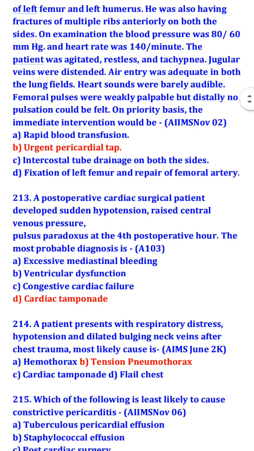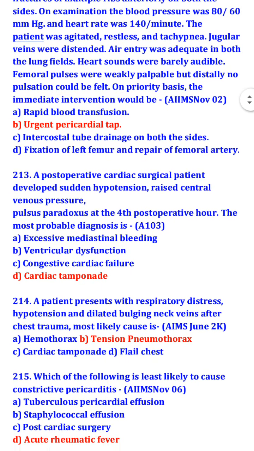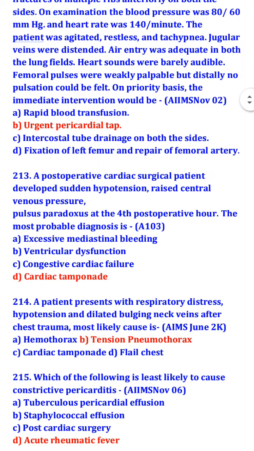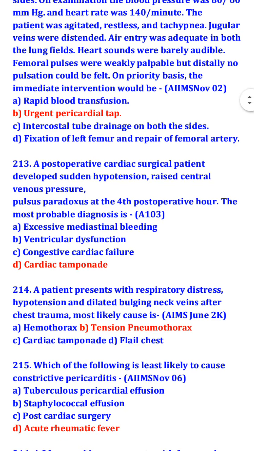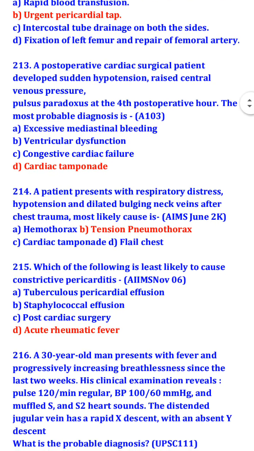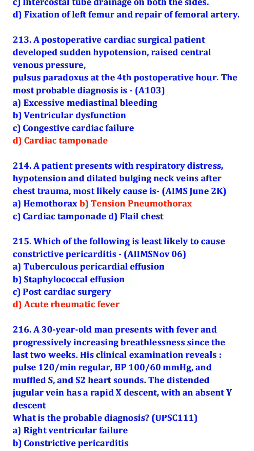A postoperative cardiac surgical patient developed sudden hypotension, raised central venous pressure, and pulsus paradoxus at the fourth postoperative hour. The most probable diagnosis is cardiac tamponade. A patient presents with respiratory distress, hypotension and dilated bulging neck veins after chest trauma. Most likely cause is tension pneumothorax.